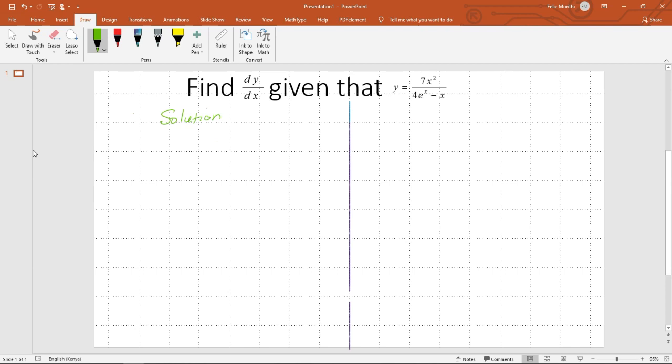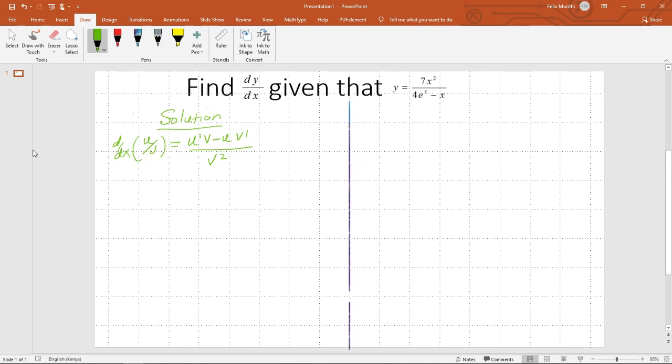Solution. So let's define quotient rule. d/dx of, let's say, u over v is going to be given by u prime v minus u v prime over v squared. This is the definition of quotient rule, and that's what we are going to use.